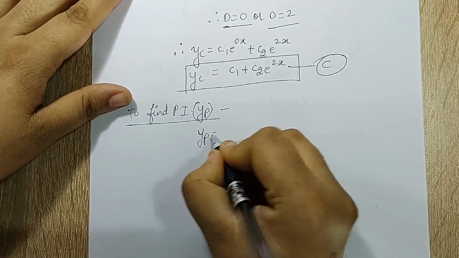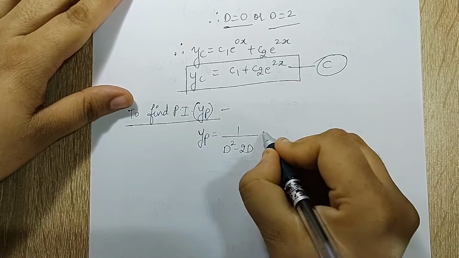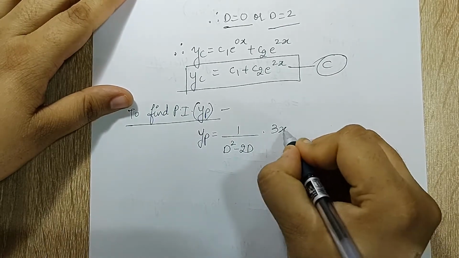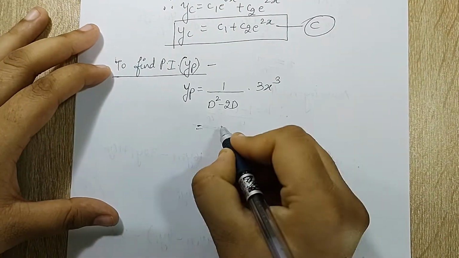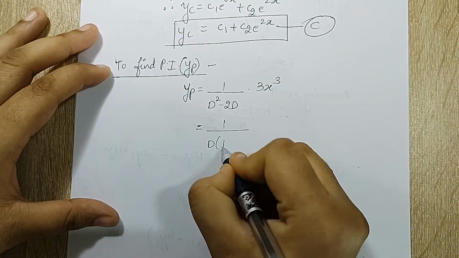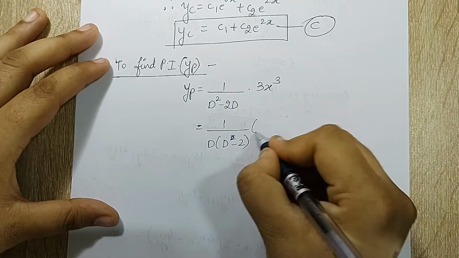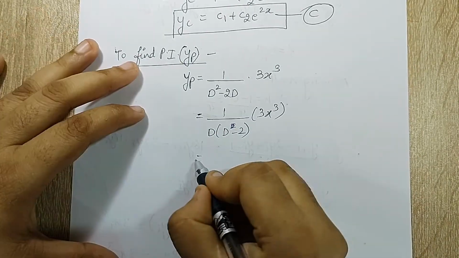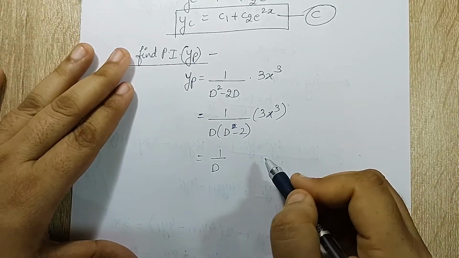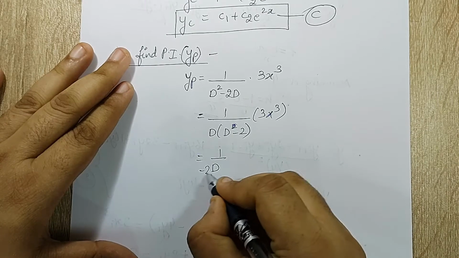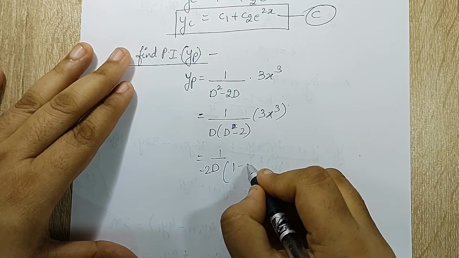I'll write down yp is equal to 1 upon D square minus 2D into 3x cube. Now this is something different and very crucial. Here I'll take D common, D minus 2 is what is left here, into 3x cube. Here I have 1 upon D. I also have a term D minus 2. If I take minus 2 common, this becomes 1 minus D by 2.